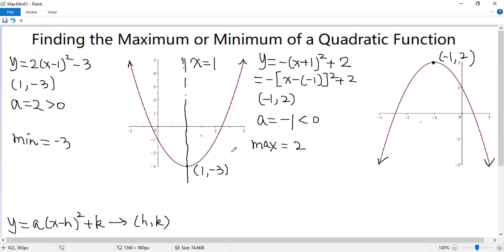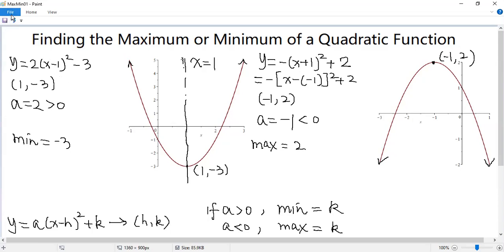Let's summarize. Given a vertex form, if a is greater than 0, it has a minimum, which is the y coordinate of the vertex. If a is less than 0, it has a maximum. Still, it is the y coordinate of the vertex.